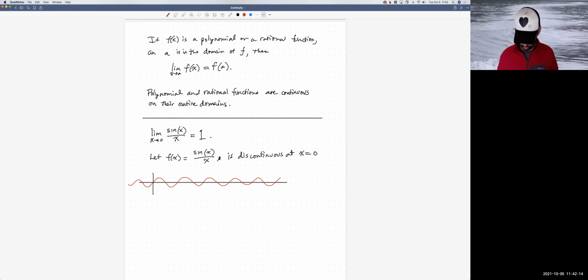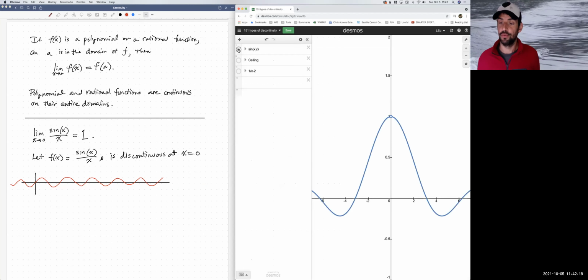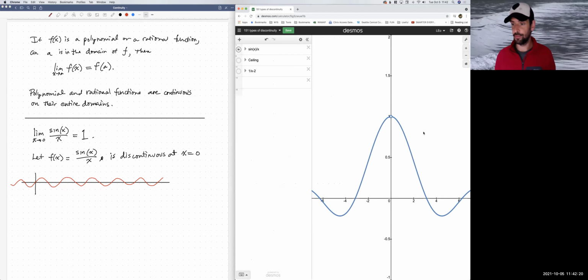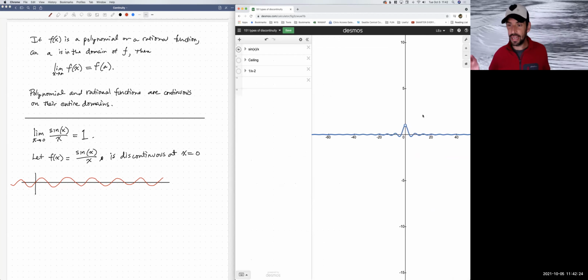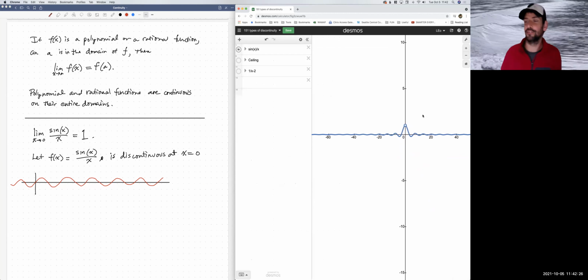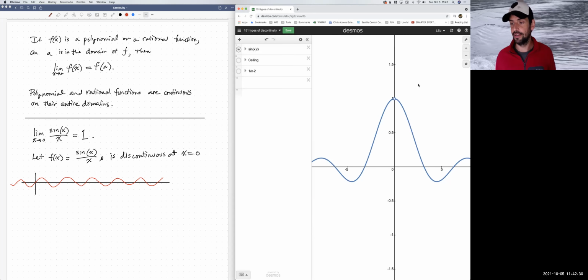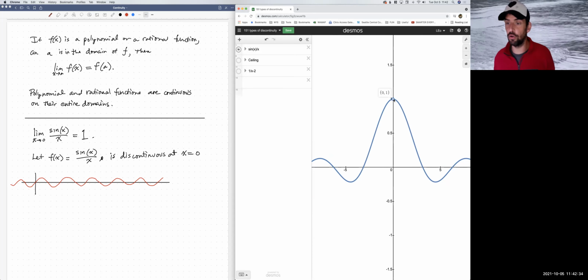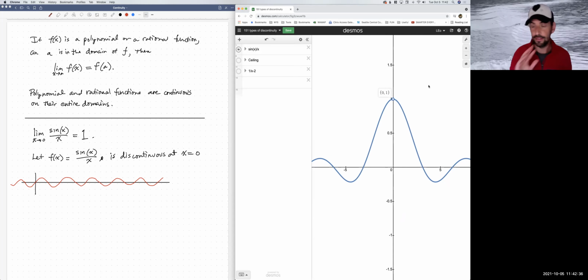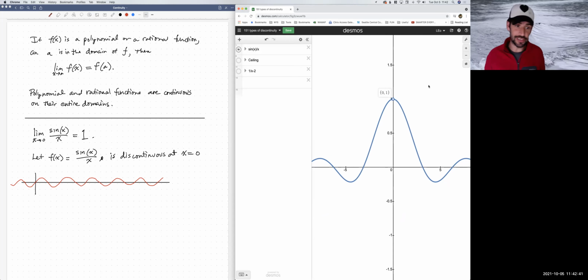Okay, let's look at a graph of this. Here's what this graph looks like. Let me zoom out a little bit. We still get these waves, but because it's being divided by x, those waves are getting smaller and smaller. But let's look closely as we're approaching 0. We've got this hole in our function at 0, 1. The limit is 1, but the function is not defined there, so it's discontinuous.